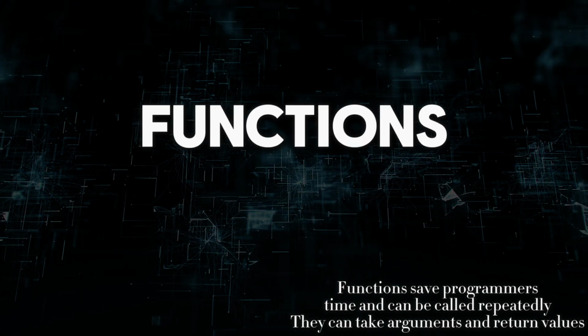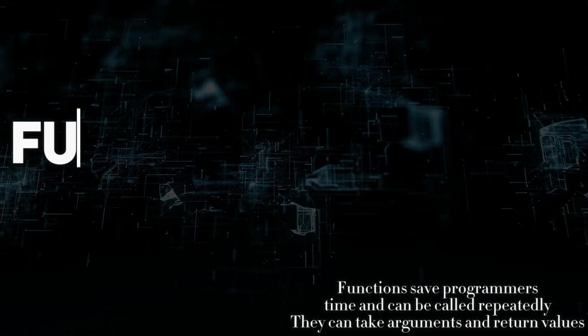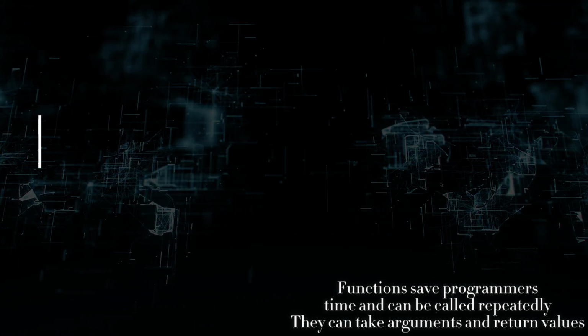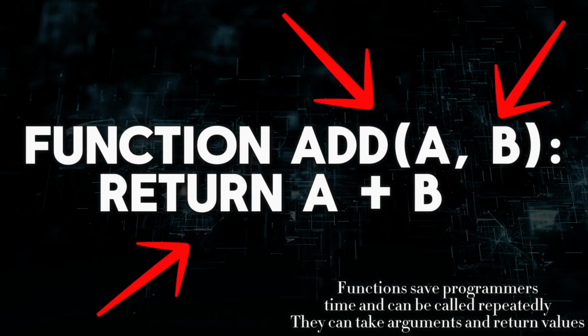Finally, we have functions, which save programmers from having to rewrite code. The code within a function will run whenever it's called. They can take arguments and return values. For example, we might have a function that adds two numbers. Our function would take two arguments, say a and b, and return the result of a plus b.